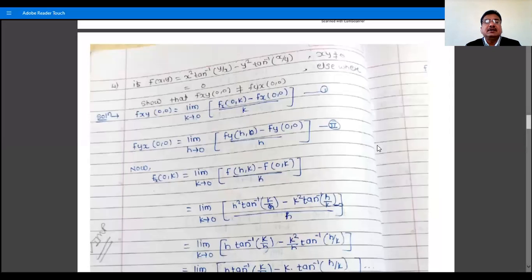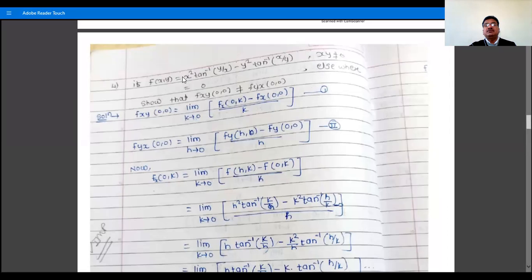Next problem: if f(x,y) is x² tan⁻¹(y/x) − y² tan⁻¹(x/y) if x·y is not equal to 0, and is 0 elsewhere, that is, if one of them is 0 then the value is also 0. That is, when xy is 0, one of them is 0 or both are 0.